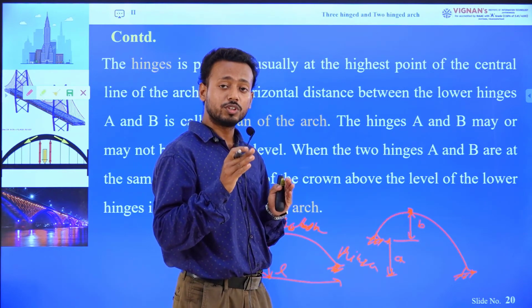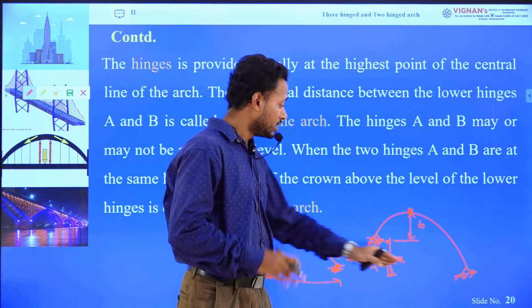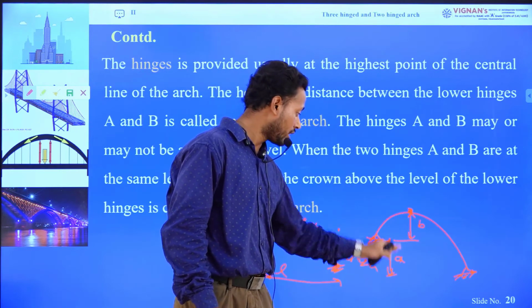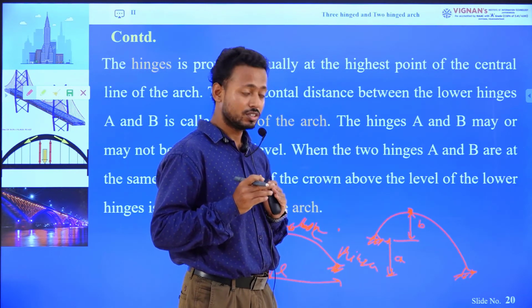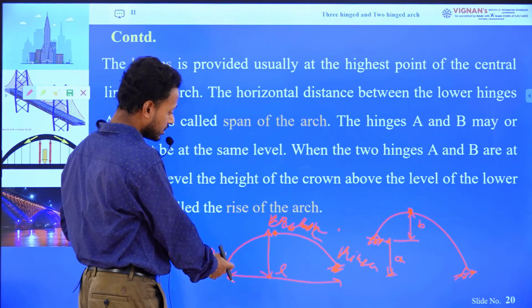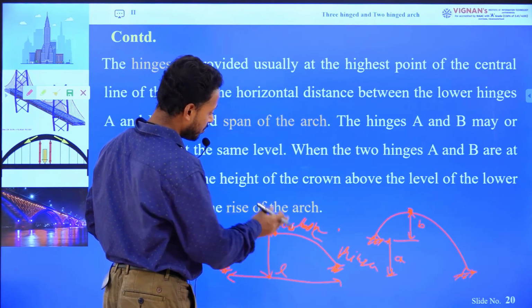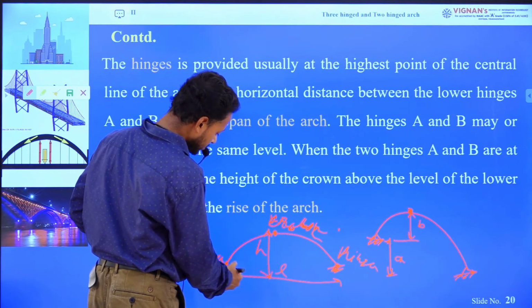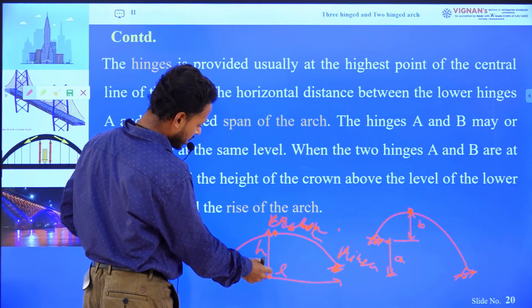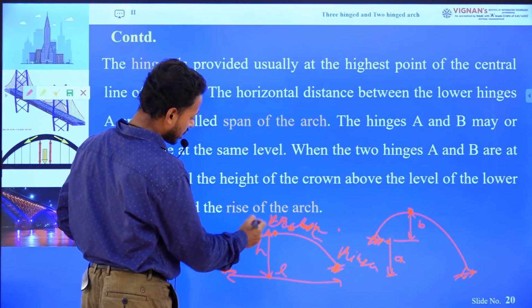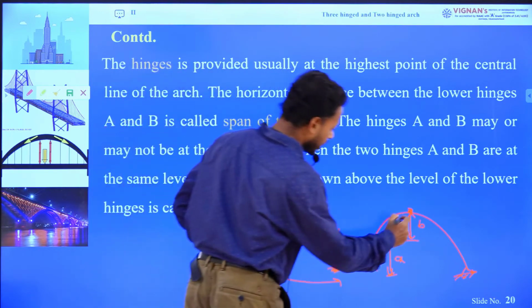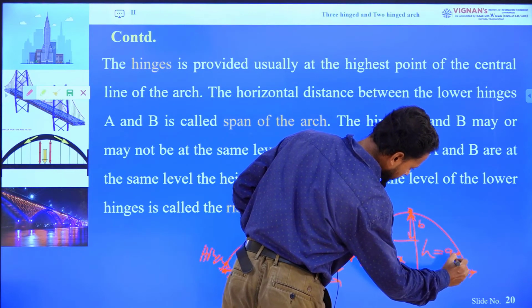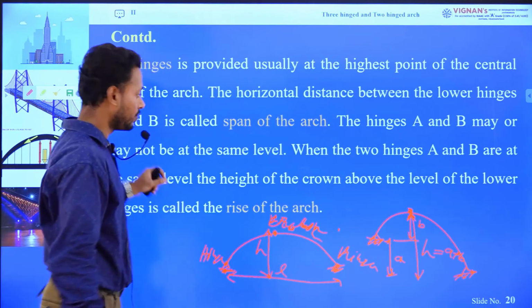Always the rise of the arch is measured as the distance between the lower support and the crown. The vertical distance between the lower support and the crown will be the rise of the arch. In case of supports which lie at the same level, the rise of the arch will be simple. Just consider a support and measure the distance from the support to the crown, that will be the rise of the arch. So here the rise of the arch will be h equals a plus b. Clear?